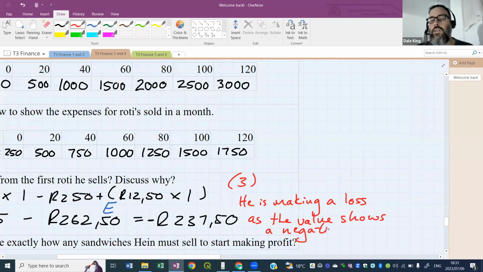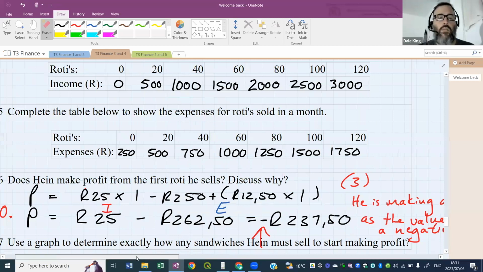I mean, the market can see that, but you've got to refer to that. Okay, that's why this person isn't making profit, because there's a minus here. This minus in front of the 237 is the most important thing. If you use a profit equation and you get a minus, you can see straight away the person is making a loss. So very good plan there from Orabile. I would add a sentence to help justify your answer to get the full 3 marks.